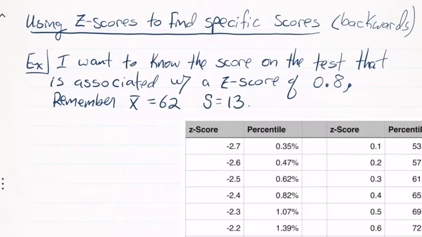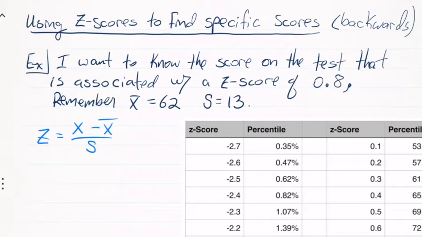So most z-scores will be looked like we did earlier. We would use the formula, come up with the z-score, and find the percentile. But sometimes we want to be able to go, well, backwards. So let's say we want to know what specific score on the test had a z-score of 0.8. Well, if that's true, then this formula still comes into play. And we just plug in the stuff that we know.